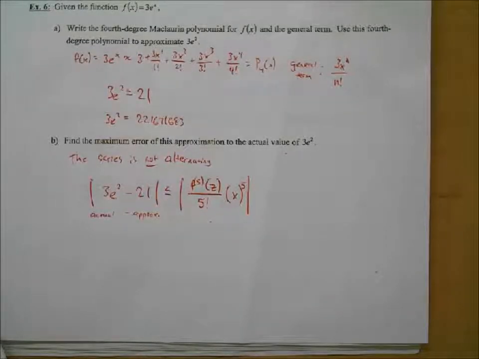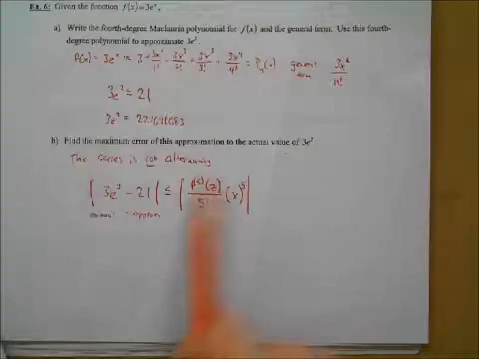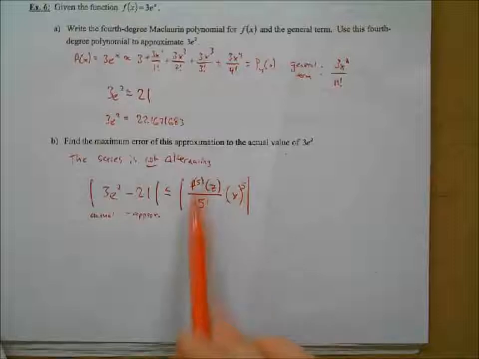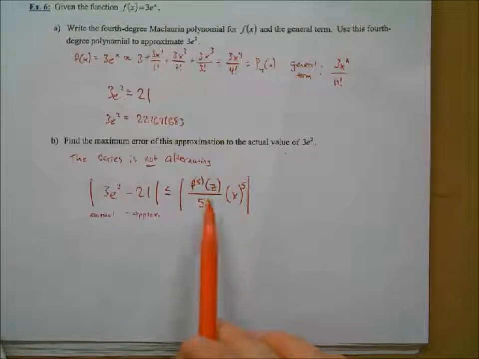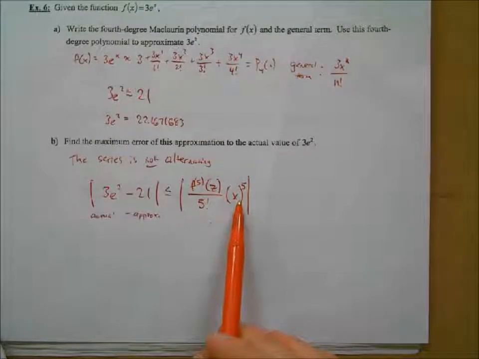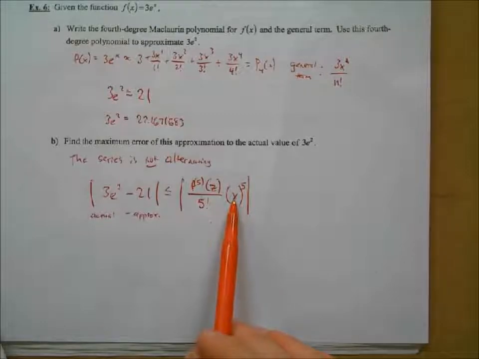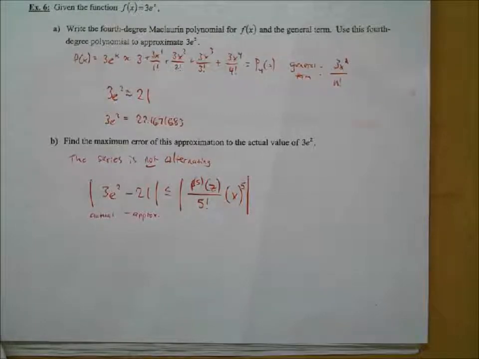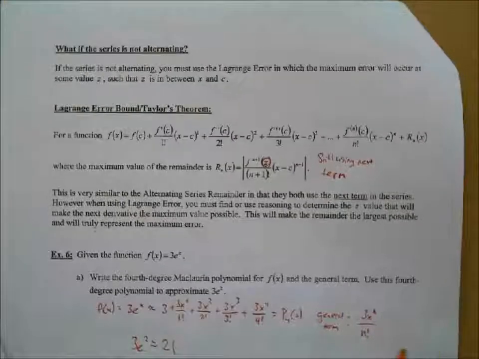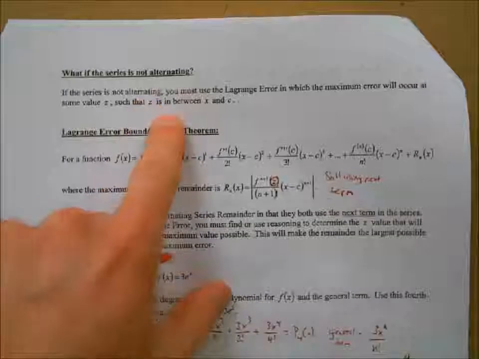We know what x is going to be. What's x going to be in this little calculation here? 2. X is 2, right? Because that's the value that we're trying to approximate at. So we're going to plug 2 in for x here. But it's z that we need to calculate, right? We go back up here to Taylor's theorem. We were told that z is going to be between x and c, okay?